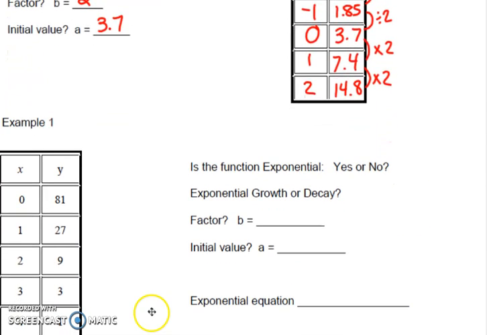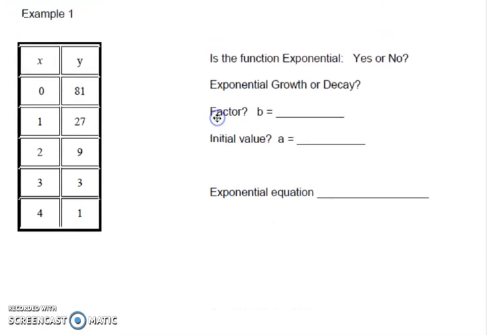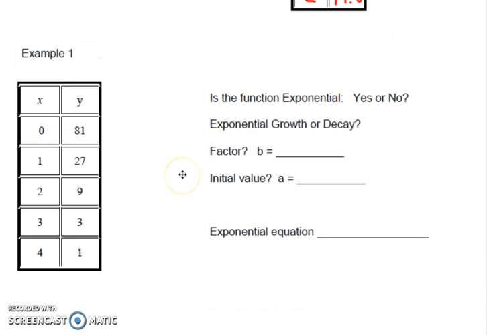So here's a table, and I need to determine if it is growth or decay, and find the growth factor and the initial value. So what I notice is I'm going to look at these y columns. I notice they are getting smaller. Okay, so that's a key that it's going to be a decay problem. Okay, to determine if it is exponential growth or decay, you need to pick a number and divide it by the one before it. So for example, let me pick 27.